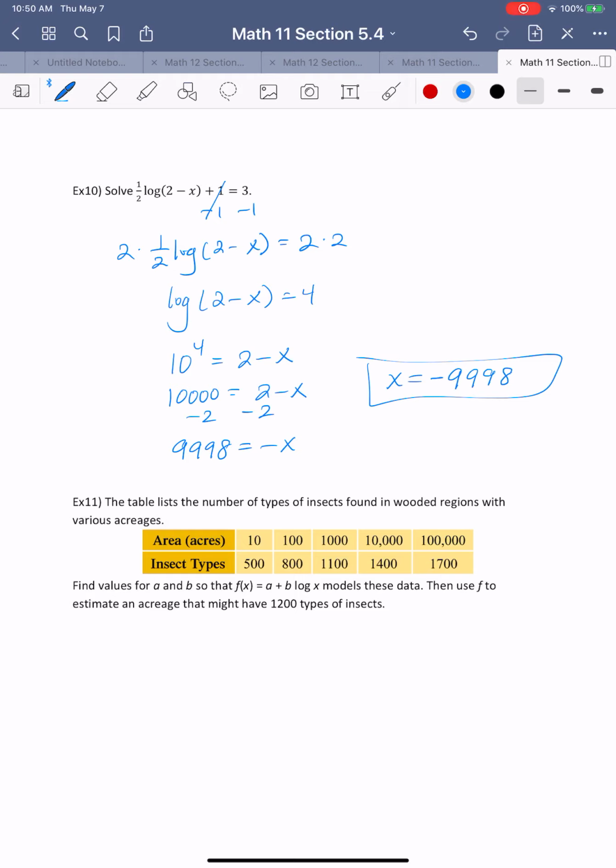Example 11. The table lists the number of types of insects found in the Udon region with the various acres. We have to find the values of a and b so that f of x equals a plus b log of x models this data. Then use f to estimate the acres that might have 12 types of insects. So I think I want to use this one and also these two.